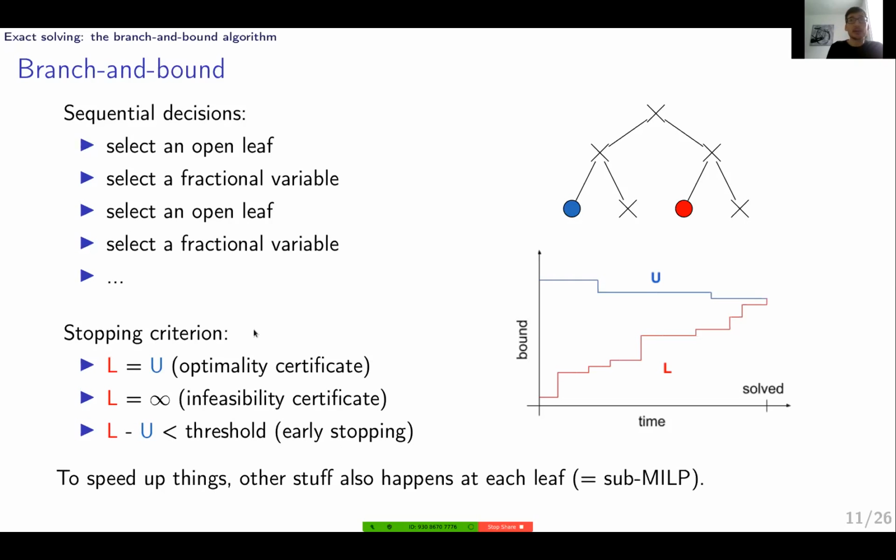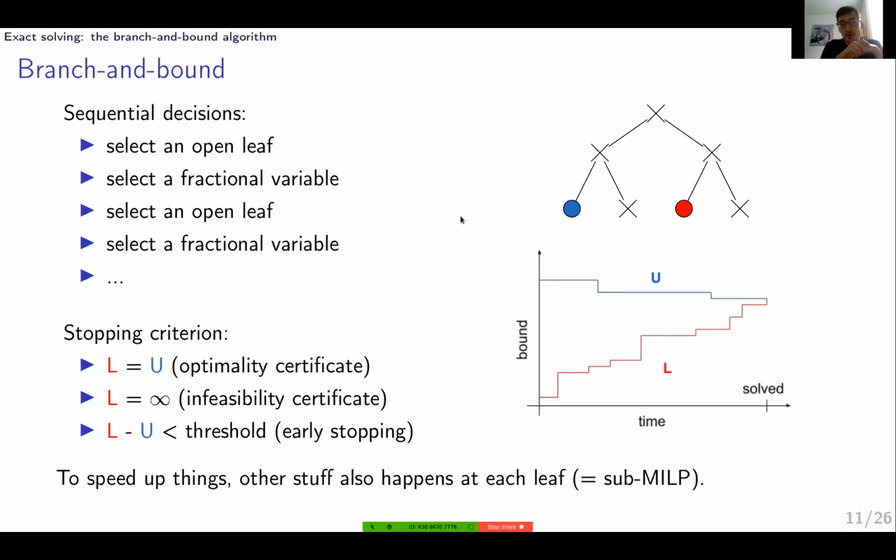The stopping criterion for this branch and bound algorithm is either the one I showed you when your lower bound equals your upper bound. In that case, you have an optimality certificate. It could also be that there exists no feasible solution to your problem. In that case, you end up proving that the whole LP space does not contain any integer points. So lower bound equals infinity in that case.